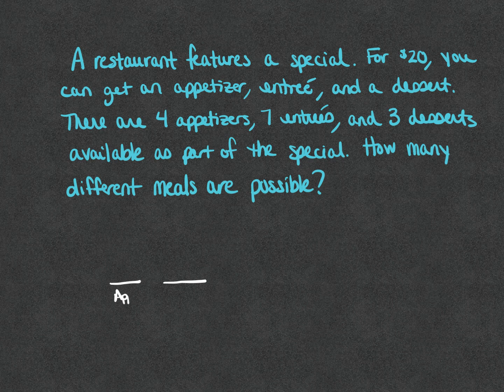Well, we have to make a decision about the appetizer we want. We're going to make a decision about the entree we want. And we're going to make a decision about the dessert we want. And from here, what we need to then do is figure out how many choices we have for each of these different decisions. So when it comes to appetizers, we have 4 different choices. Entrees, 7 different choices. Desserts, 3 different choices. And when we multiply those together, we will come up with 84 different meals that could be ordered.